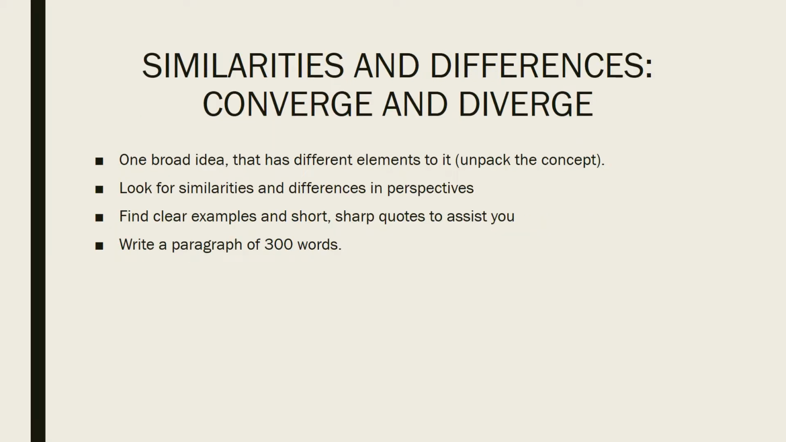Now, like we did in class, you need to ensure that you're looking at both similarities and differences, starting with one broad idea that has different elements to it that requires unpacking. Then look for the similarities and differences in perspectives, and then similarities and differences in how. You need to find clear examples and short, sharp quotes to assist you in writing a paragraph of around 300 words.